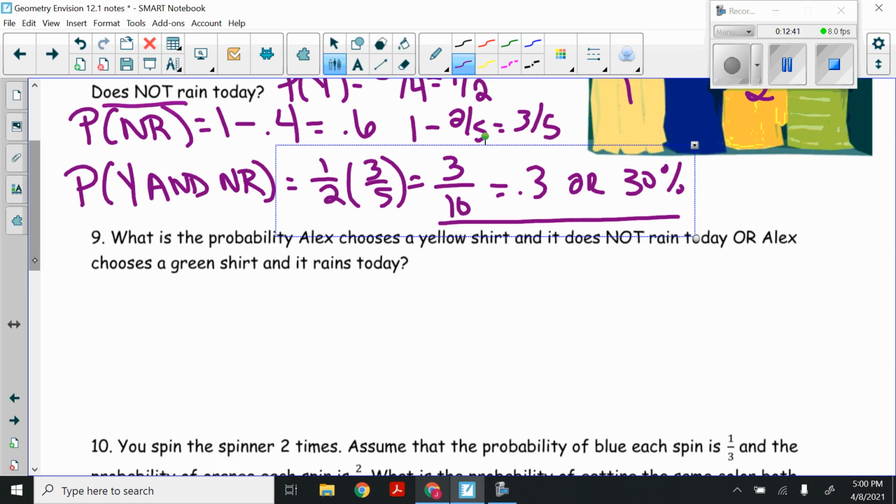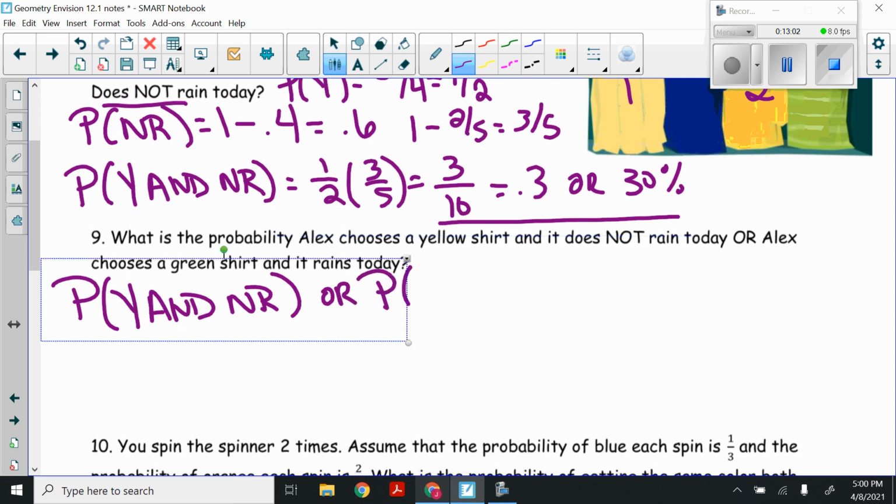Number 9, what is the probability that Alex chooses a yellow shirt and it does not rain today, or Alex chooses a green shirt and it rains today? So first we want the probability yellow and no rain, or the probability green and rain. The probability yellow and no rain, that's what we just found. That was the 3/10. Or, so that means we're going to add.